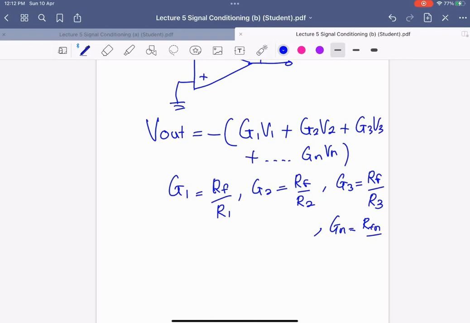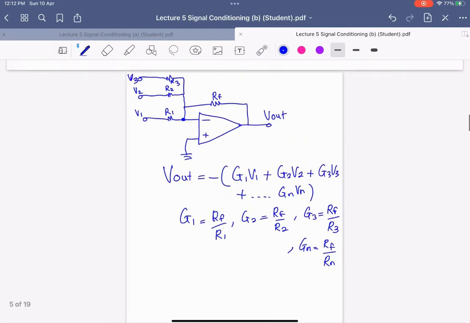Rf divided by Rn. That is the formula that you need to remember. Okay, so let's look at example 5.3 to make it clear.